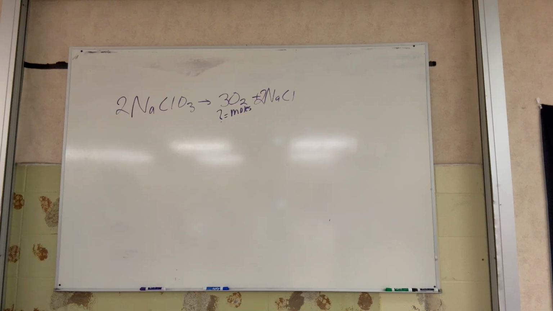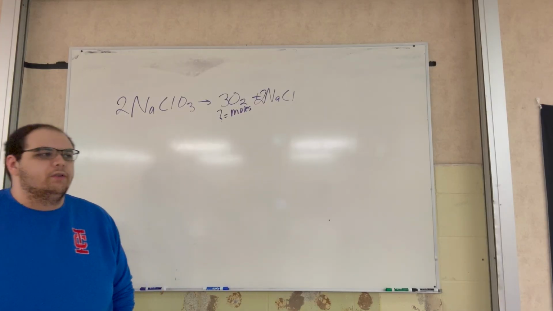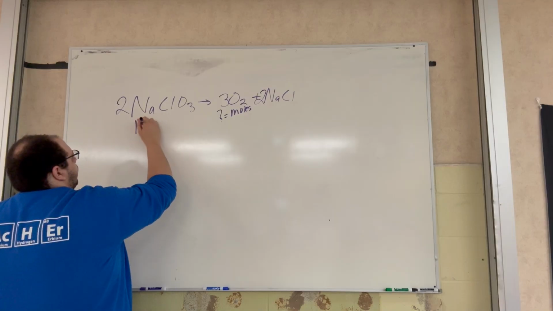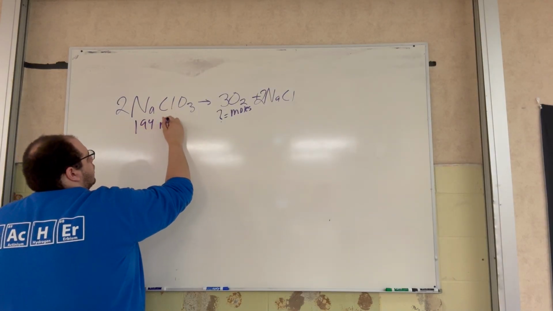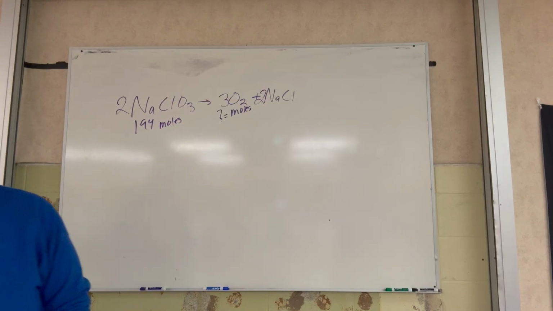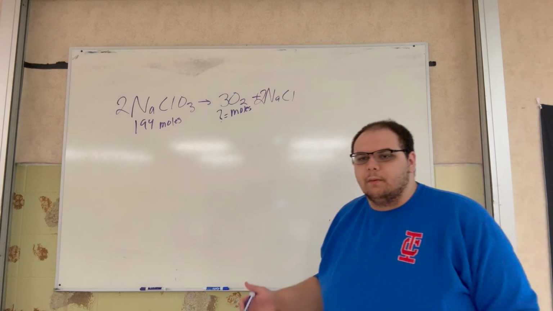But then I have a given. It also says that we have 194 moles of sodium chlorate. So I'm going to come under here and write 194 moles for sodium chlorate. So far, do we see everything that I've gotten and where it comes from?